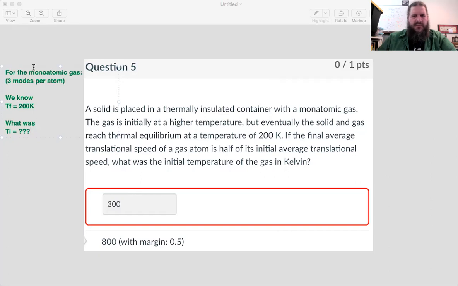We also know, what else do we know about the initial and final situations here? Well, we know the final temperature at thermal equilibrium is 200 Kelvin. But what else do we know about the behavior? I mean, all this stuff so far, the temperature is a macroscopic quantity. You can actually measure it. But what do we know about the microscopic situation? What's going on with the individual atoms?